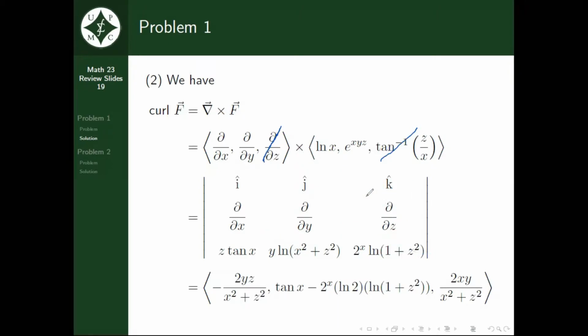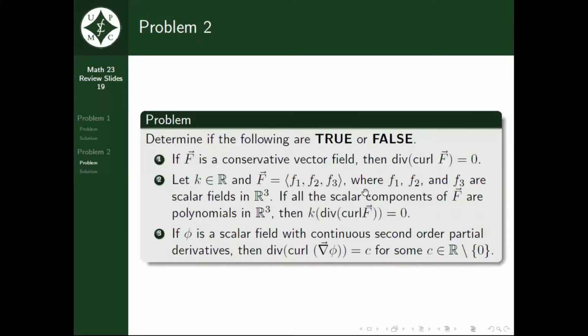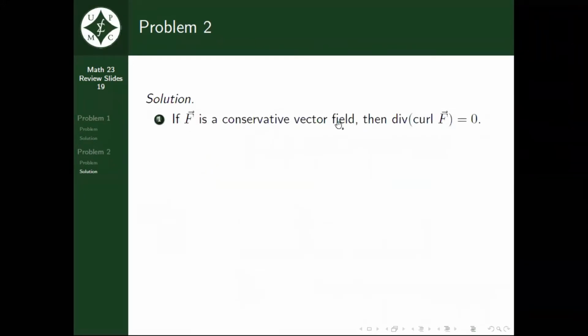Now, we proceed to the second sample problem. True or false? If f is a conservative vector field, then the divergence of curl of f is equal to 0. Actually, this concept will be further tackled in the next video. However, let's advance a bit.